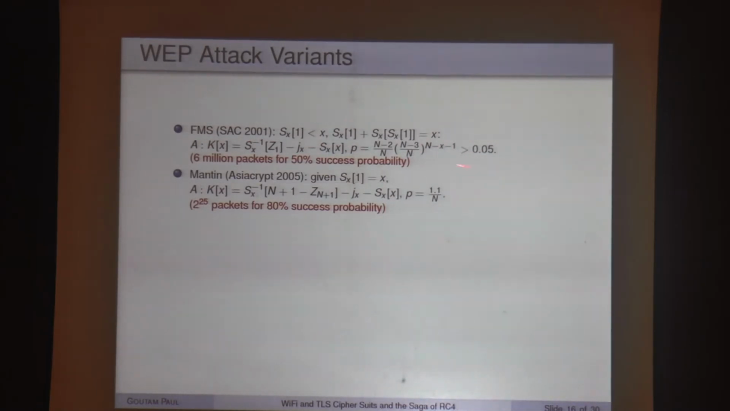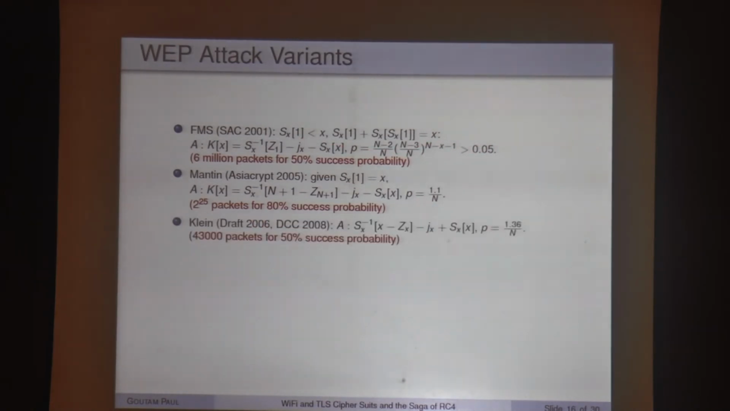So this is the probability of this attack, now this is slightly more, so they need less data. Initially we need 6 million packets for this probability, but as soon as the probability is 1.1 by 256, we need 2 to the power 25 packets. And here success probability also increases. That means success probability is, if you mount the same attack 100 times, how many times you are going to get the secret key. Okay.